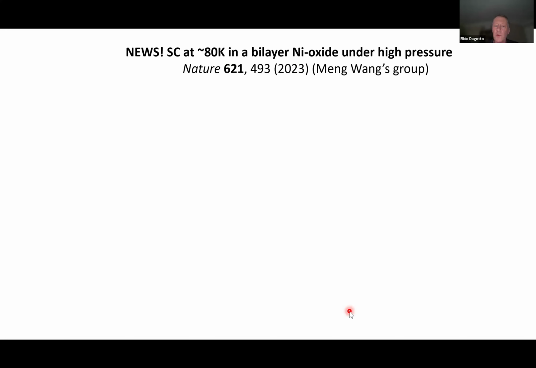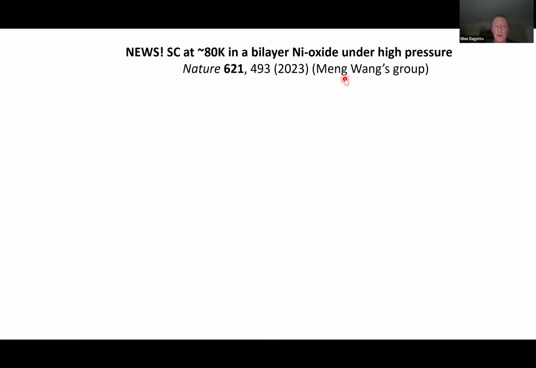when superconductivity was reported at 80 Kelvin, that's above the boiling temperature of nitrogen, in a bilayer oxide of nickel. The word bilayer will be repeated multiple times in the talk; it is crucial. And in addition, this is at high pressure. That's inconvenient for experimental progress. But that was what was done in 2023. This came out of the group of Meng Wang in China.